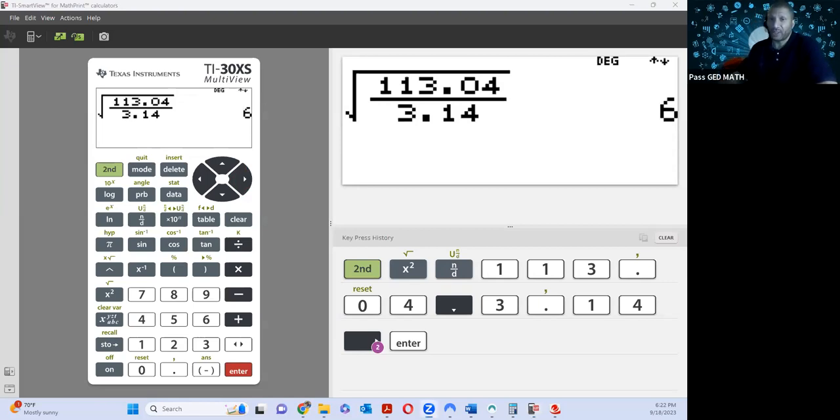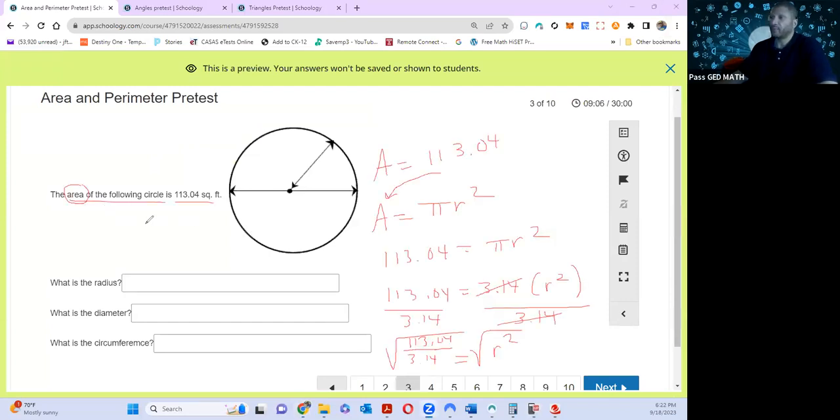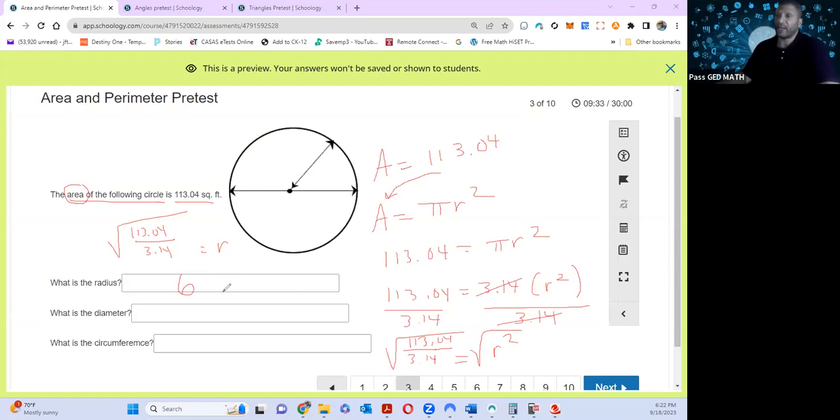What does that answer mean? This is the problem that most people make. You have to understand that r equals the square root of 113.04 divided by 3.14. Why? Because the square root and the square cancel each other out. So this is what our calculation just returned to us that we put in our calculator. That means our radius is 6. If our radius is 6, what's our diameter?